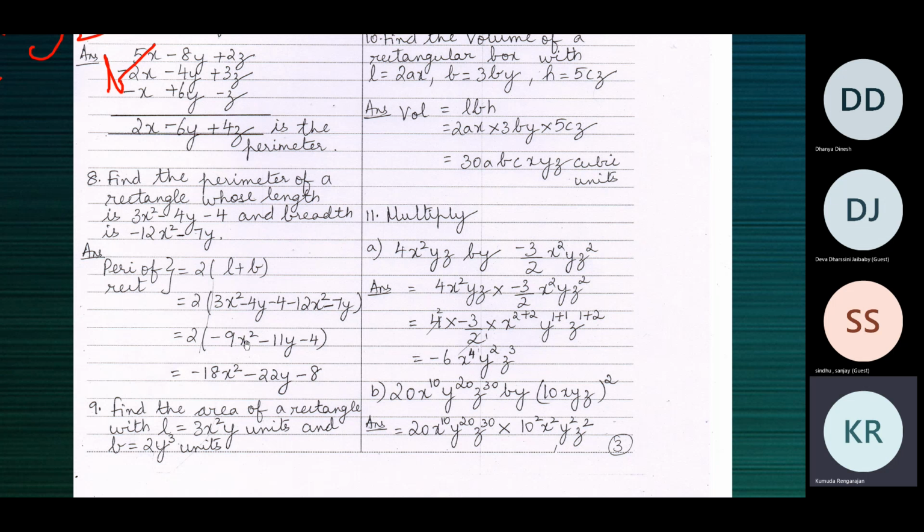We are not multiplying. Whenever you add or subtract, whatever the literal coefficients are, write them as they are. X square as it is. 3 minus 12 is minus 9. Minus 4y minus 7y. Minus 4 minus 7 is minus 11y. And minus 4 as it is. There is no other number, so as it is.